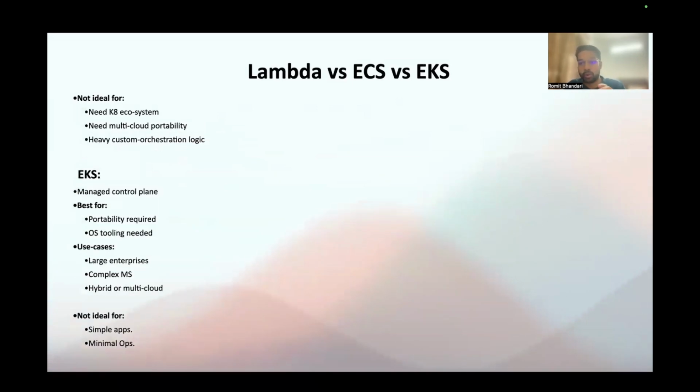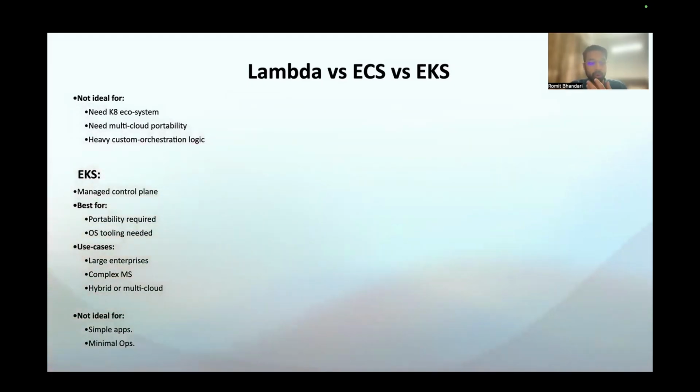It is not ideal for Kubernetes ecosystem, multi-cloud portability. So the ECS is not cloud agnostic. Any custom orchestration logic, heavy custom orchestration, if it involves that one, then it becomes difficult for ECS to handle. For such scenarios, you should go for EKS. If you need multi-cloud portability, you want something to be cloud agnostic, which can work in GCP, Azure or AWS, then you should go for EKS.